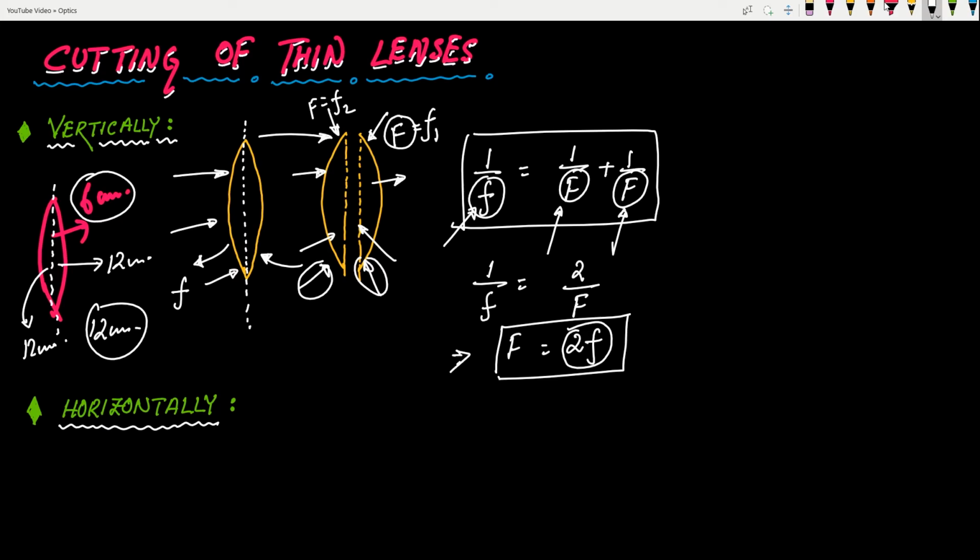So whenever lenses are cut vertically, the focal length of the new lens becomes double the original lens.